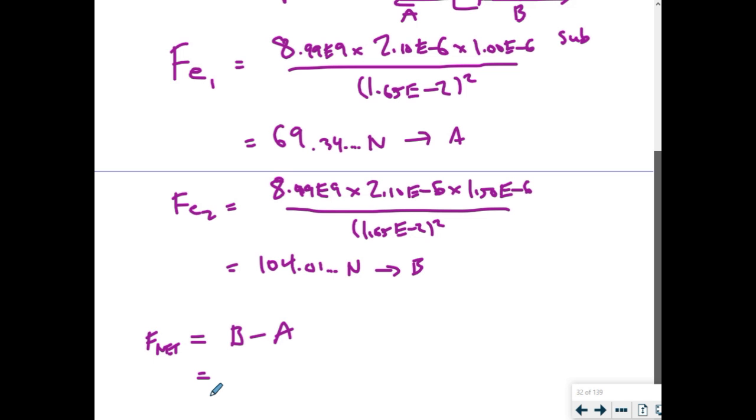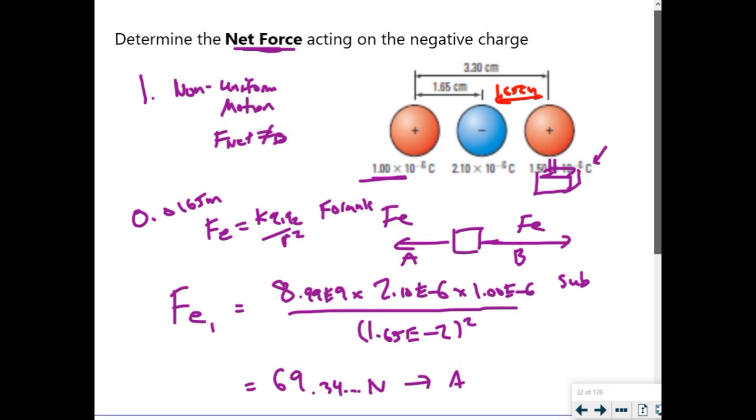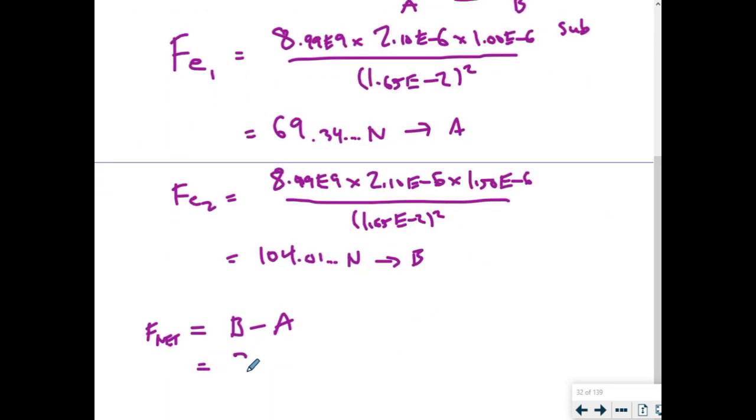And so B minus A with sig digs, because I better do sig digs to finish it. Looks like I get 3 sig digs, so let's call this 34.77 newtons. And I should give a direction to it. The net force, I believe, was going towards our right. There we go, there's our answer.